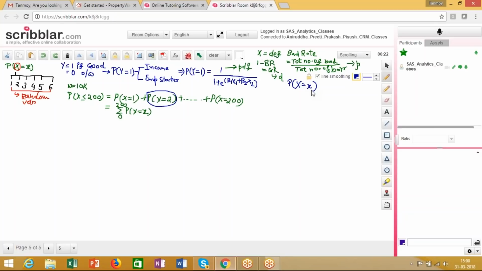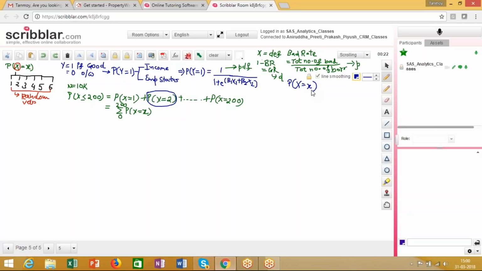So for doing this, I need to go back to the basics of probability theory. I need to understand how this probability is created. This probability is created as the number of favorable events divided by the total number of possible events. But over here, I cannot essentially do that.